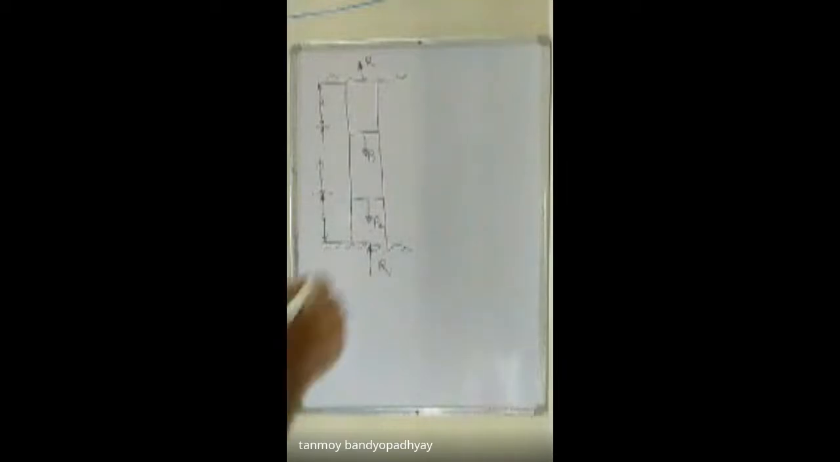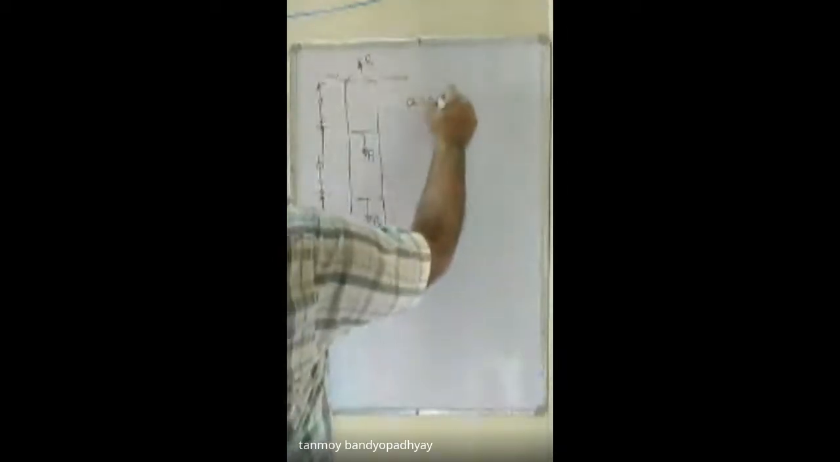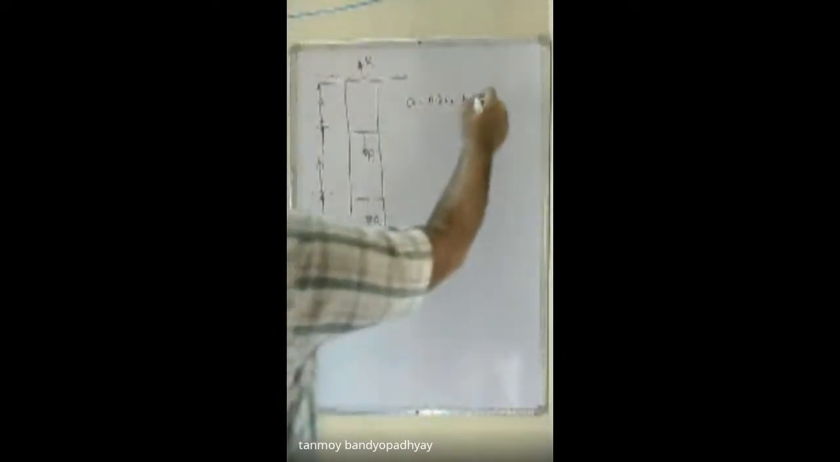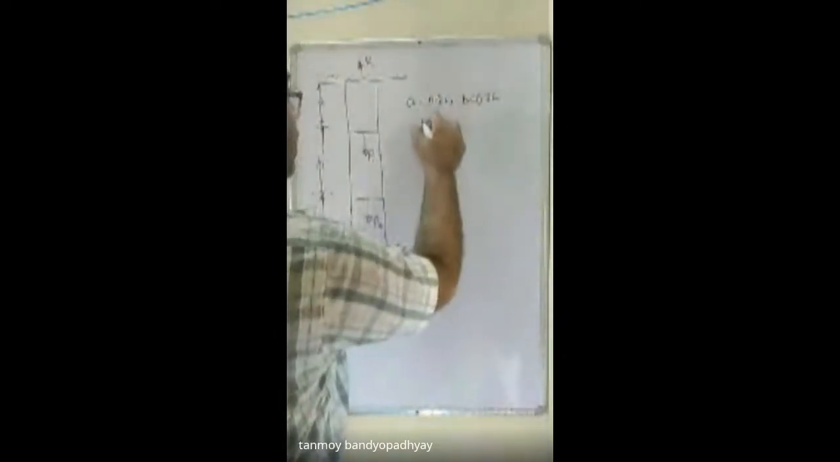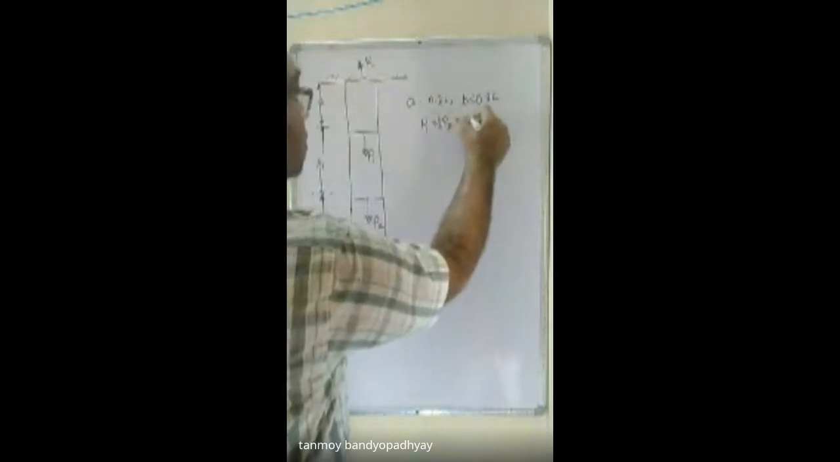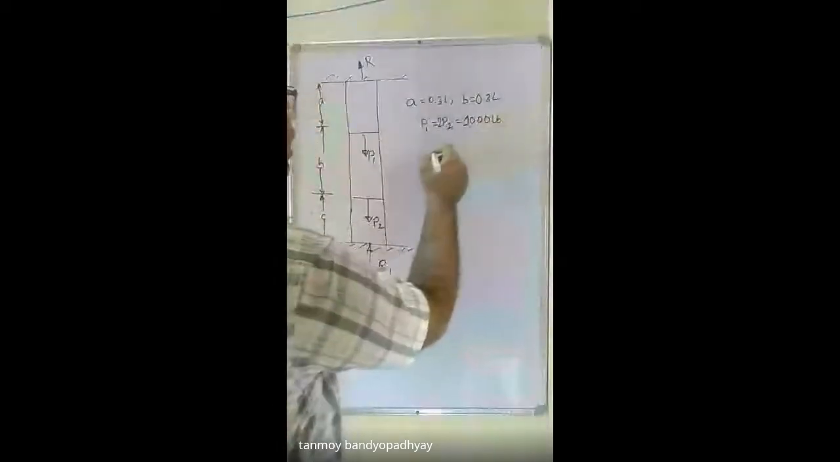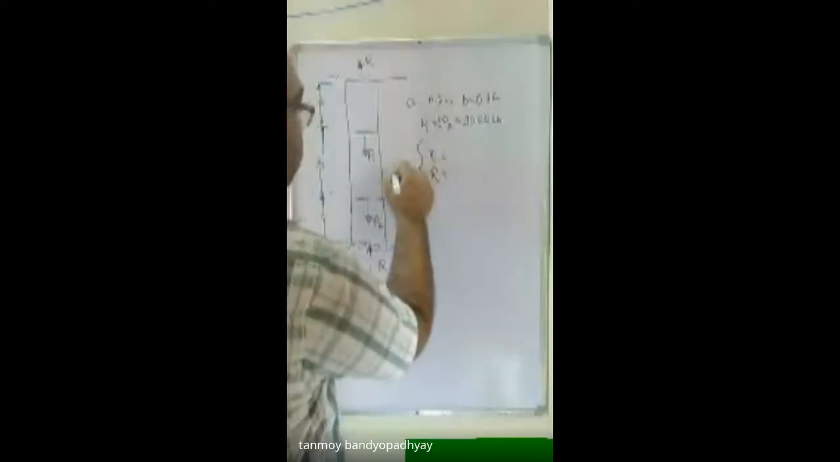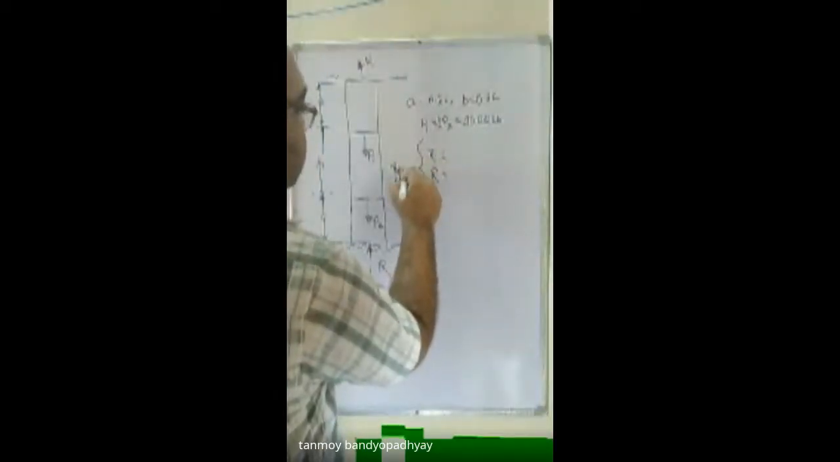What is given is A is equal to 0.3 L, B is equal to 0.3 L, P1 and P2 are given to be 2 P2 is equal to 1000 pounds. So you have to find out R1 and R. You have to calculate the reactions.